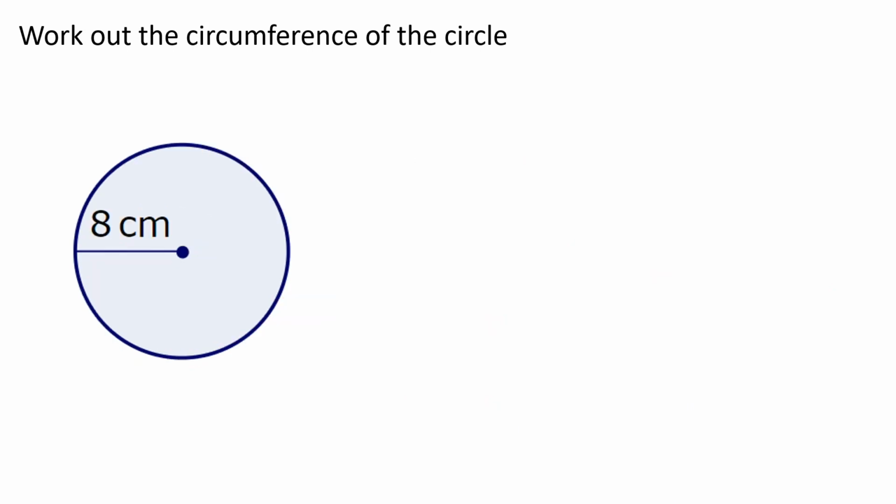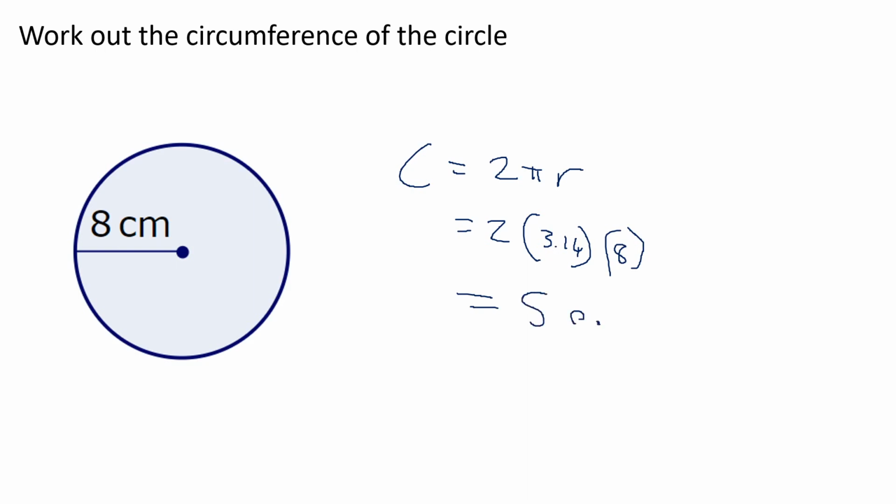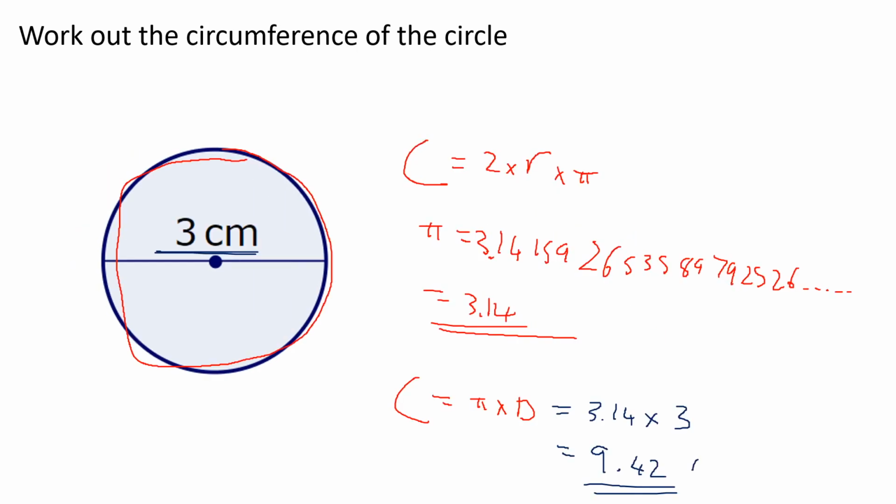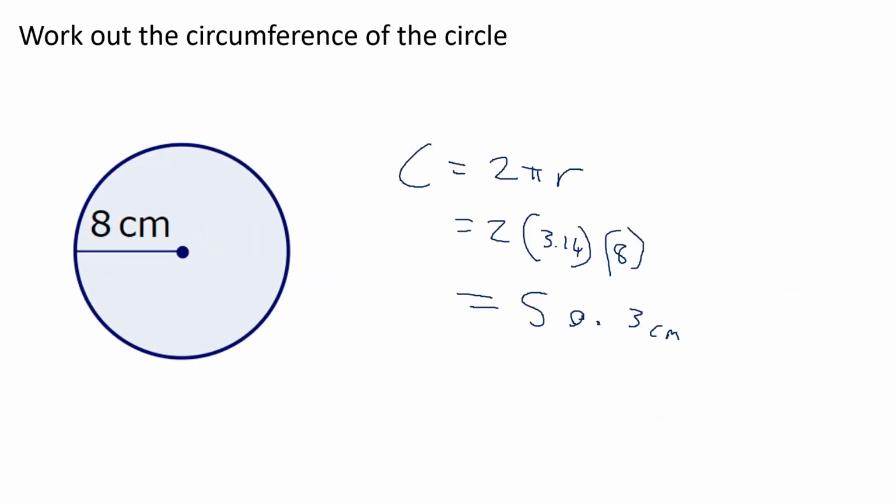What about if it's a radius? Well, I've already discussed that the circumference is just going to be 2 pi times radius, which is 2 times 3.14 times 8, which is equal to 50.3 centimeters. Okay? Oh, sorry, I didn't put my units there. Make sure you remember, you don't ever forget your units, guys.